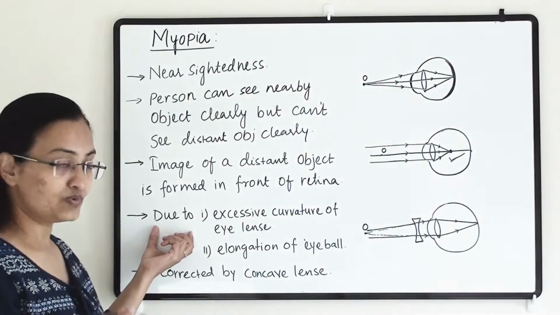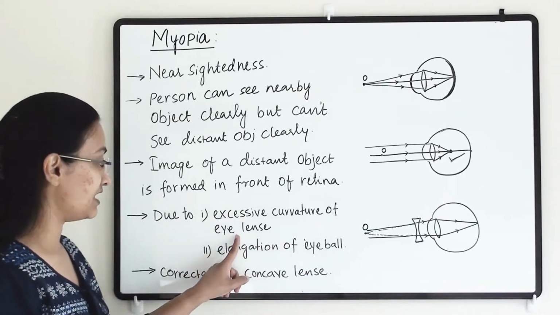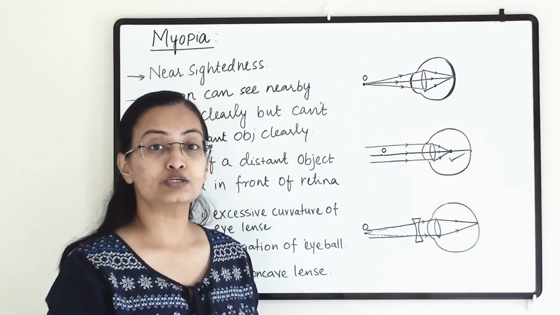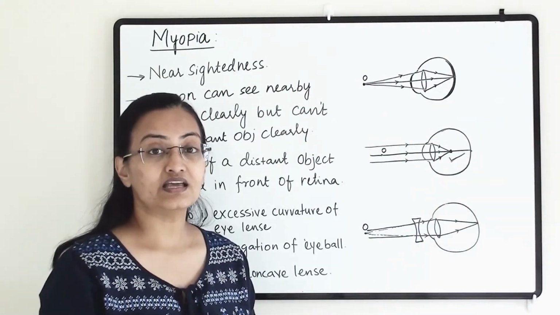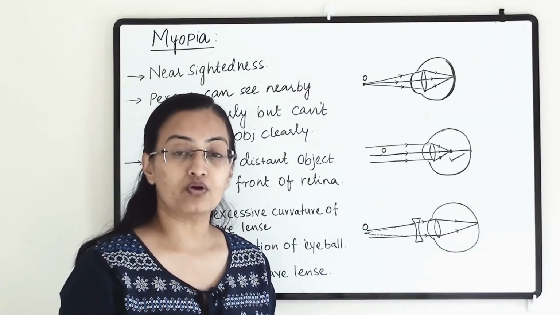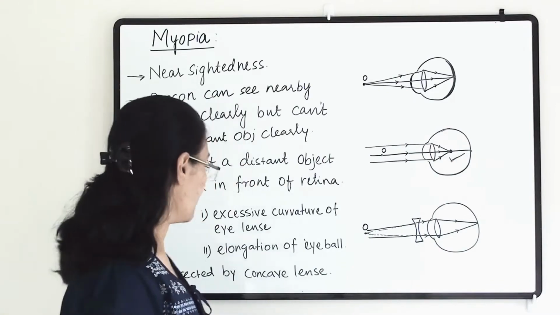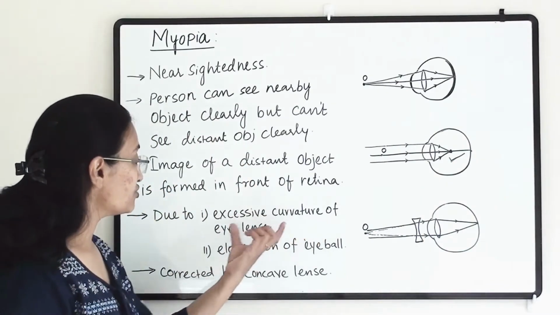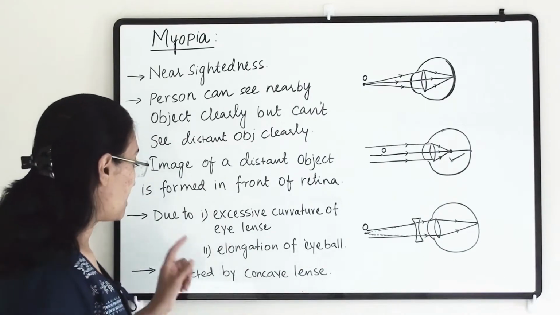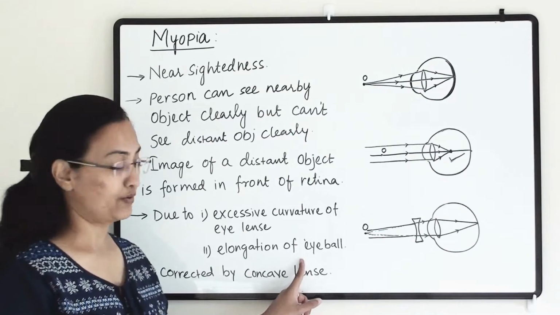Now why will this happen? This is due to the excessive curvature of the eye lens. Earlier we have seen that the ciliary muscle is responsible for the thickness and thinness of the lens. So if the muscles contract and relax, it will give a proper curvature to the lens. So if there is excessive curvature of the eye lens, then also the eye has a defect called myopia, or elongation of the eyeball may cause myopia.